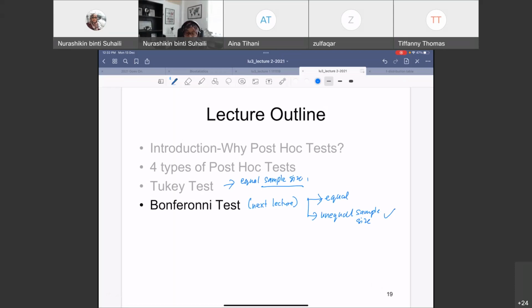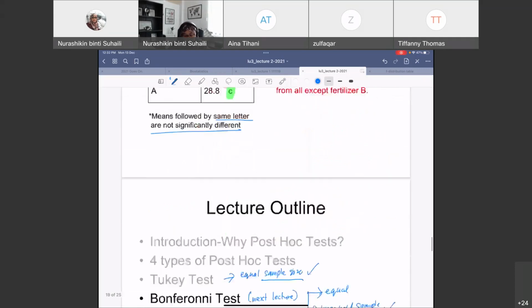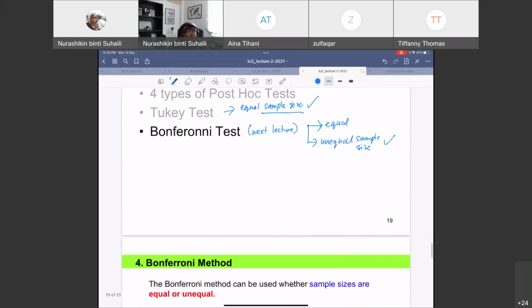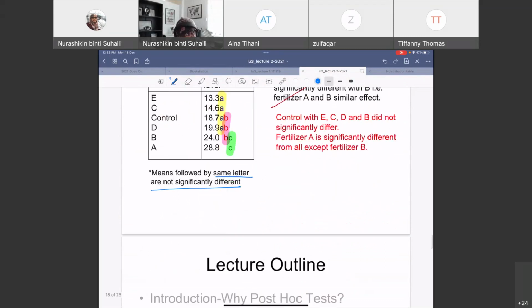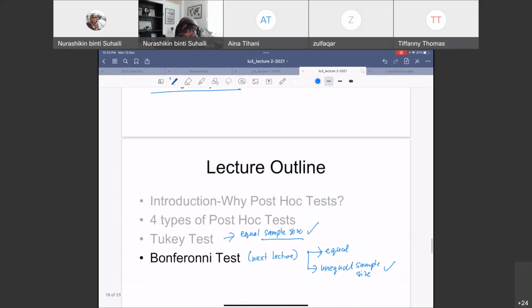So for the Tukey test, study all the steps that I've mentioned. You can do exercises on the Tukey test. If I have the questions, I will post them on Elite. So I think that's it for today. We stop at the Tukey test, and we'll proceed with Bonferroni next week.